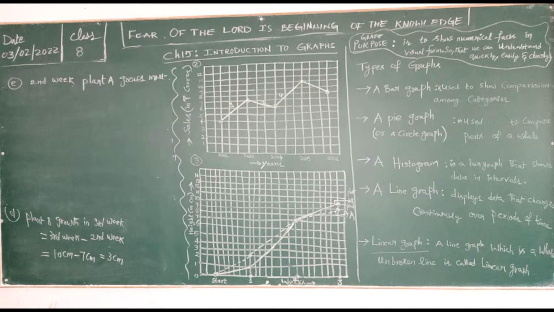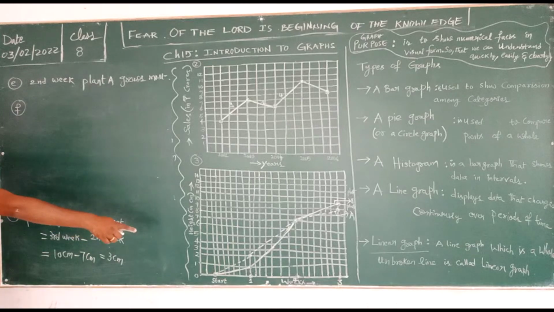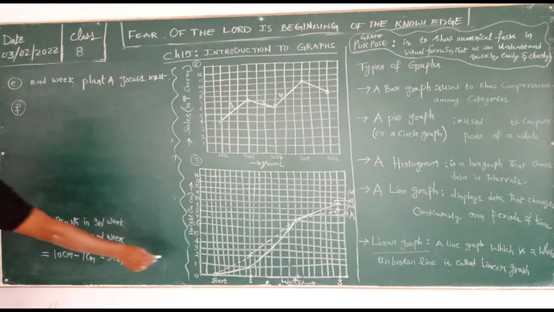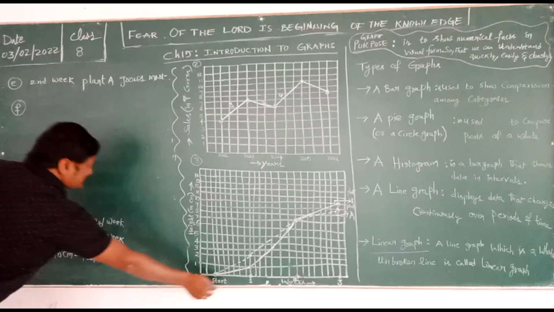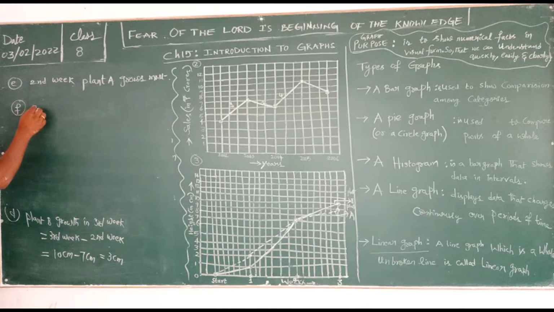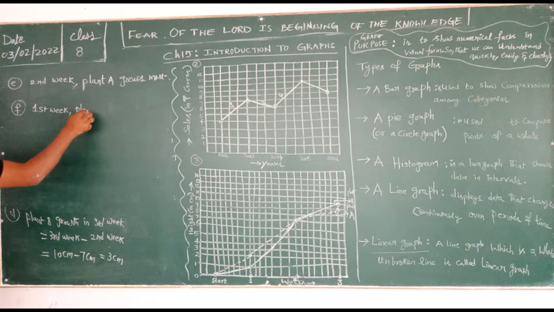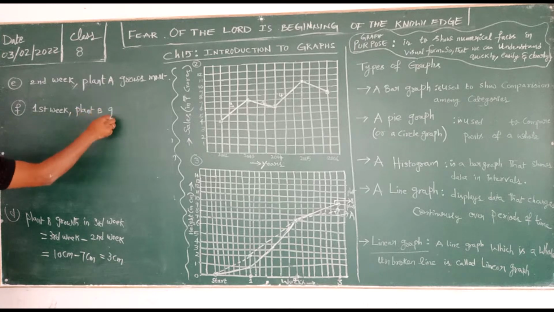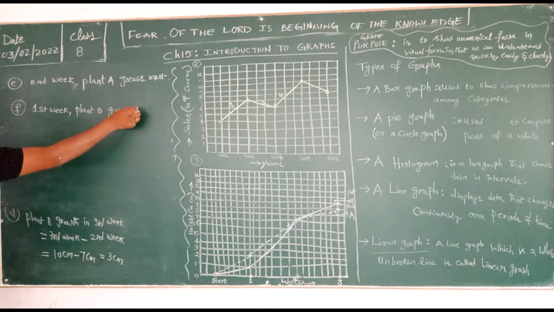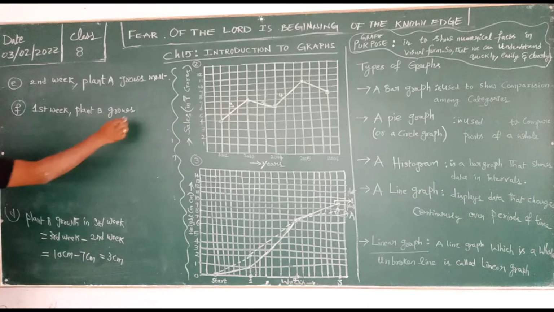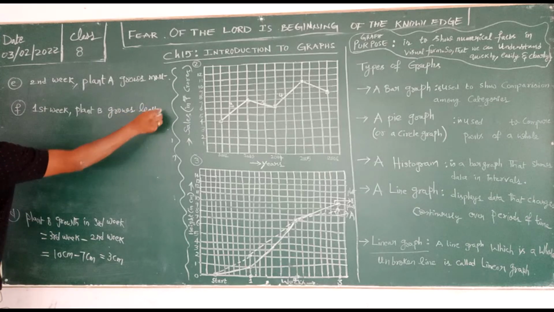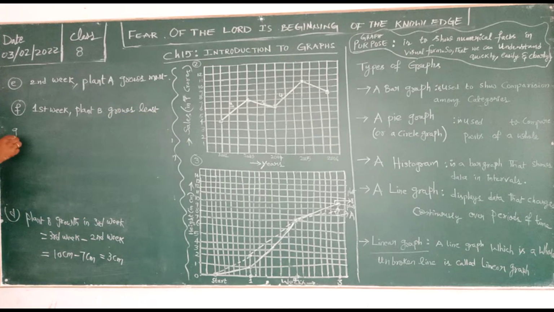And last, after E, F. During which week did plant B grow least? Plant B, check now where it has grown least, here to here. That means the first week. So now you write here: first week, plant B grows least.